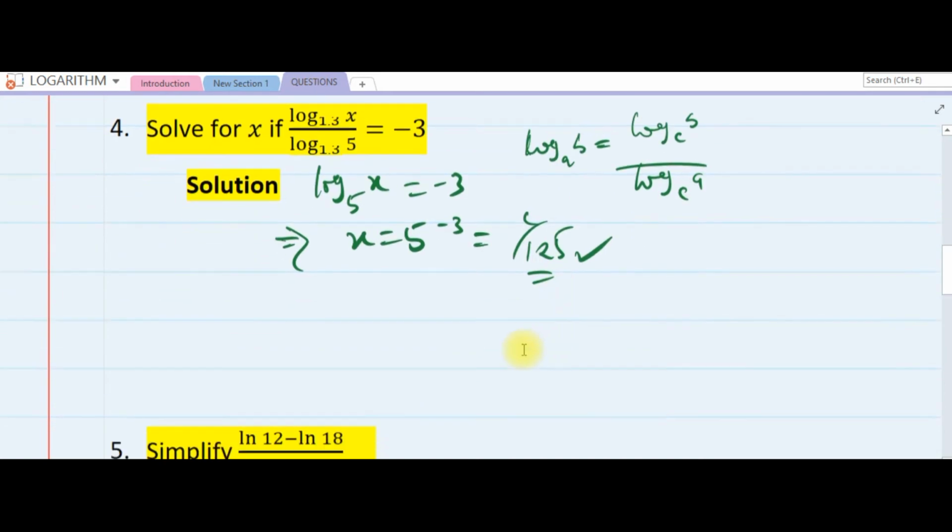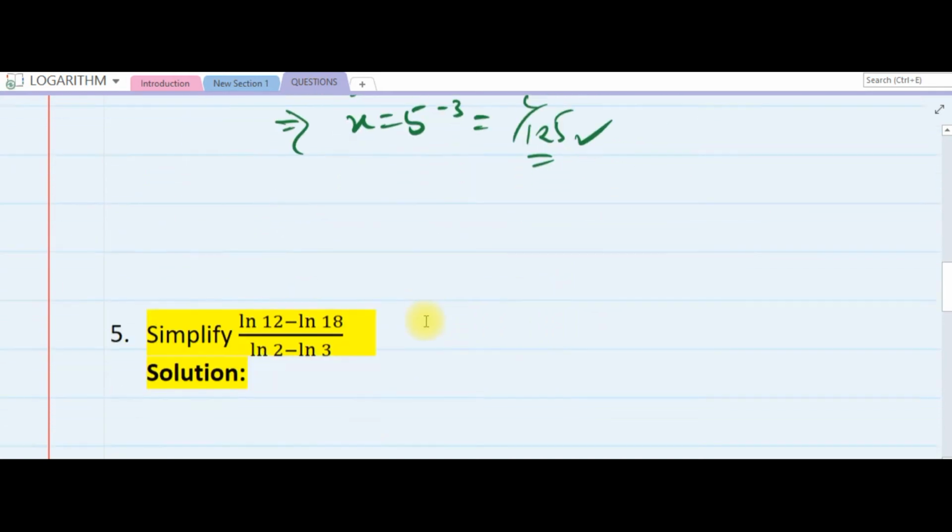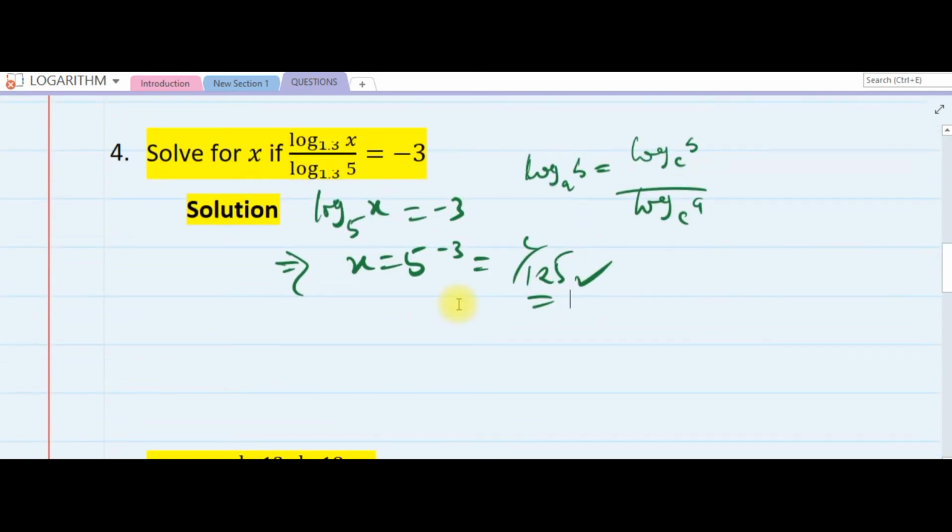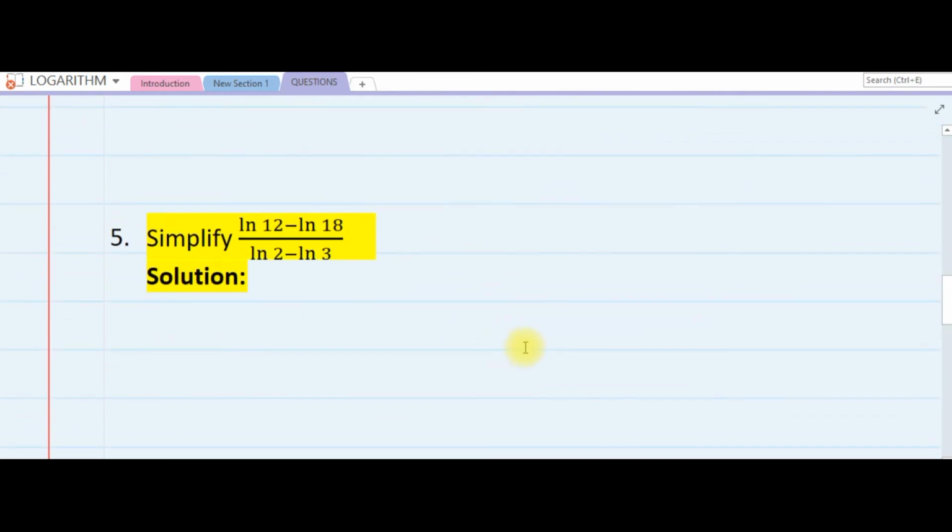So that is the answer: 1 over 5 raised to power 3, which is 1 over 125. So the next question, we are asked to simplify ln 12 minus ln 18 plus ln 2 minus ln 3. Ln means log. Once you hear, remember, if you see ln, it means log in base e.